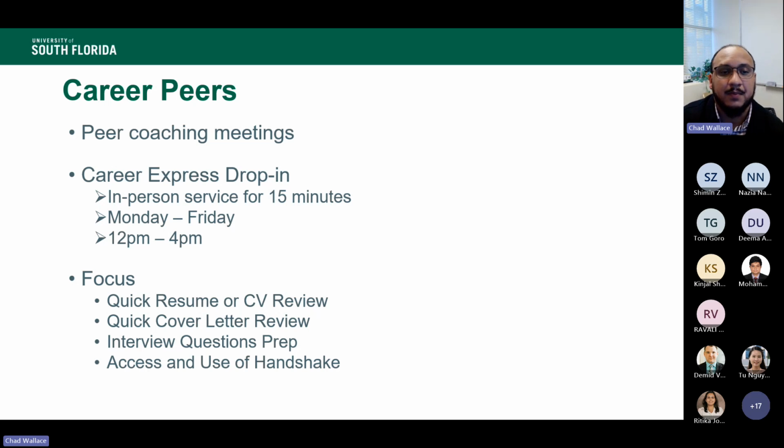In terms of additional drop-in services, we do have our Career Express. Again, no appointment is needed, Monday to Friday between 12 and 4 p.m. This is where you can get some additional quick help on resume, CV, cover letter, interview prep, or event prep, as well as how to utilize or access Handshake.